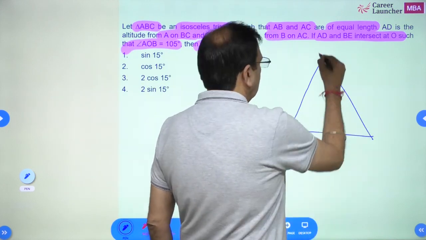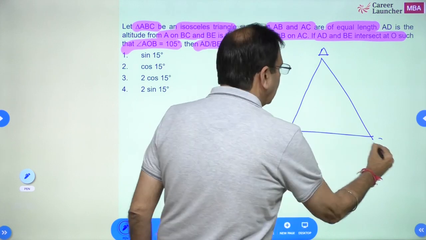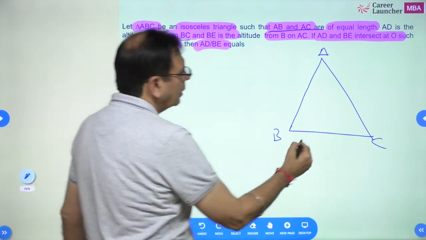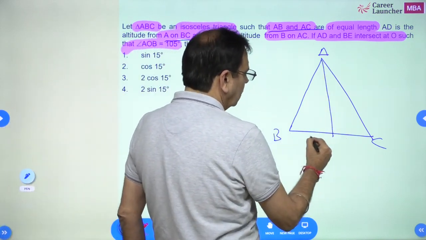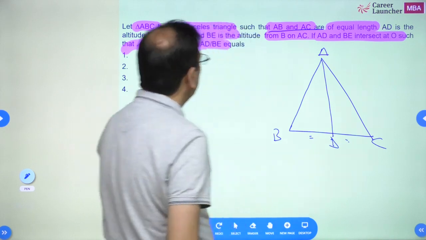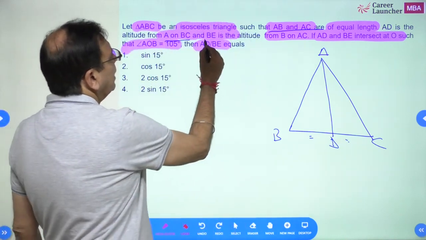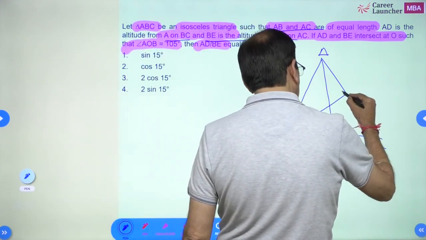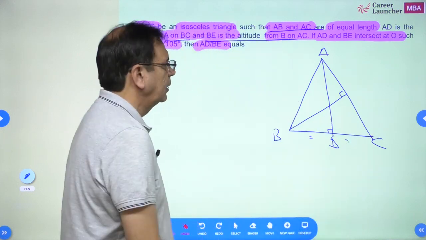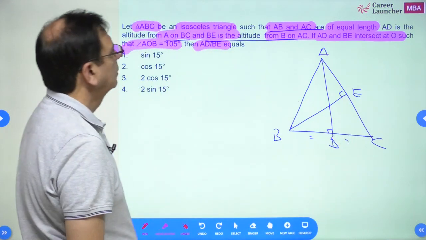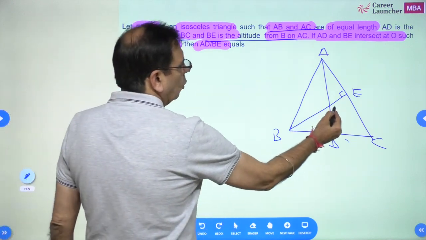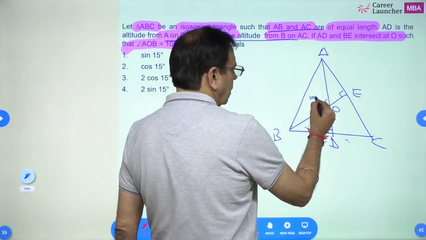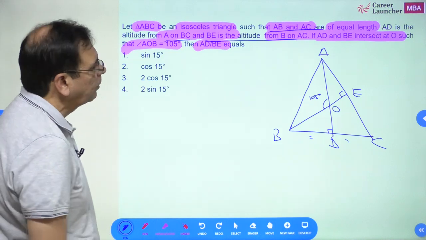Okay. So AB is equal to AC, that's given. AD is the altitude from A onto BC. Obviously, altitude है ये तो बीच में ही आएगा ना. This side will be equal to this, so if it AD. Next, BE is the altitude from B on AC. So yeah, this is 90 degrees, and this is BE. If AD and BE intersect at O, such that angle AOB is 105 degrees, then what is AD upon BE equal to?